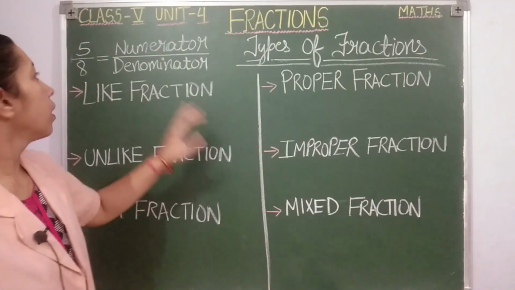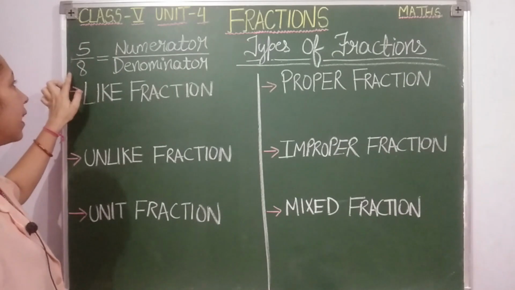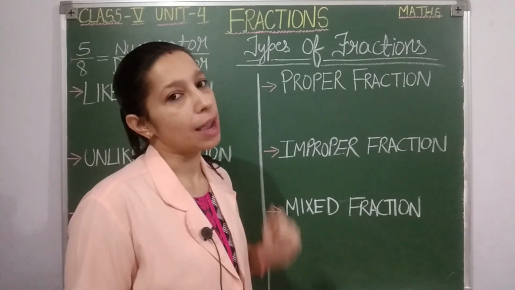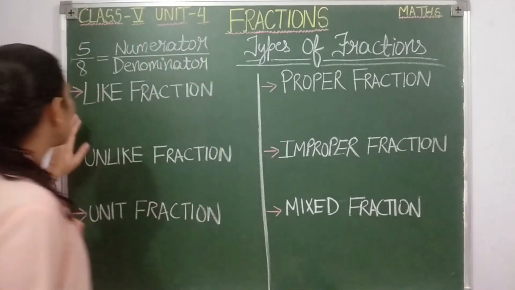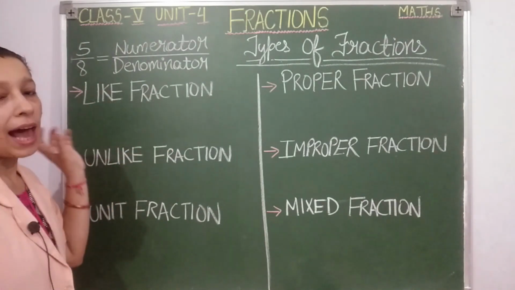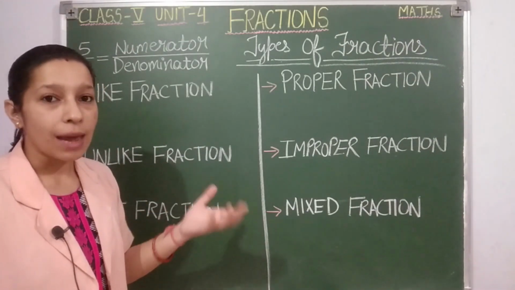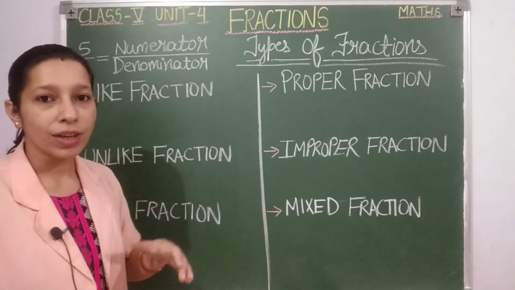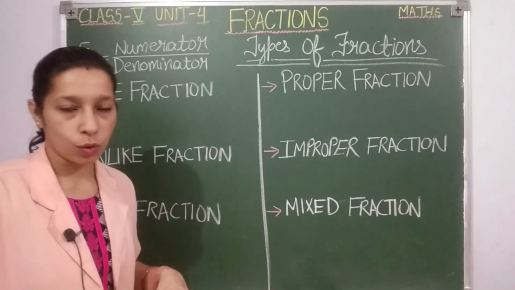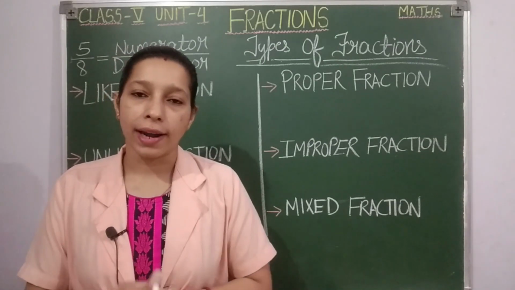So students, here I have written one example, 5 upon 8, where 5 is the numerator, 8 is the denominator. Okay. Now types of fractions. 6 types of fractions you are going to learn, students. See the first one. First type of fraction is like fraction. What do you mean by like? Like means same. So like fractions means the fractions which are written with same denominator are known as like fractions. Okay students, in like fractions the denominators are same. Such fractions are called like fractions.